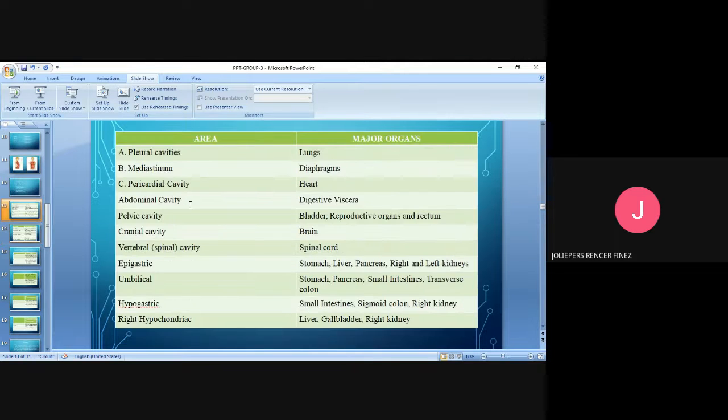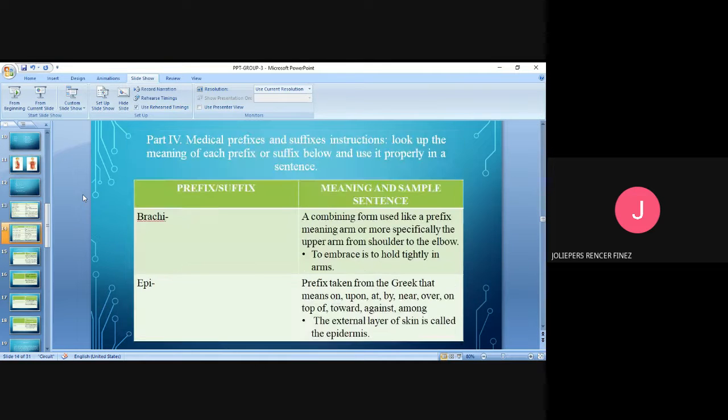Thank you. On the right column, these are our answers. The major organs of the thoracic cavity subdivisions: the pleural cavities contain the lungs, the mediastinum contains the diaphragm, the pericardial cavity contains the heart, and the abdominal cavity contains the digestive viscera, and so on. Thank you. And the next is Part 4, which will be discussed by Nestle.